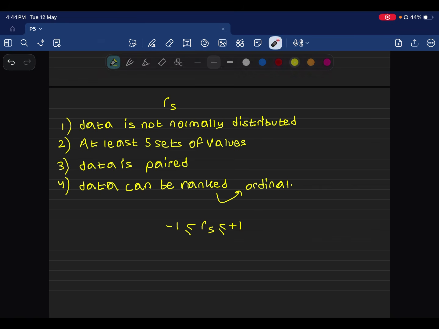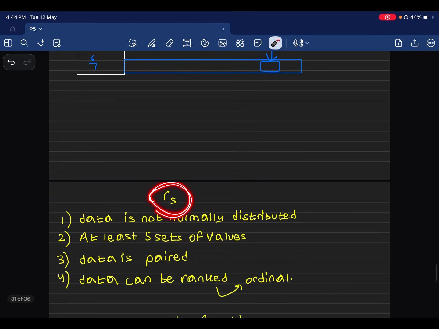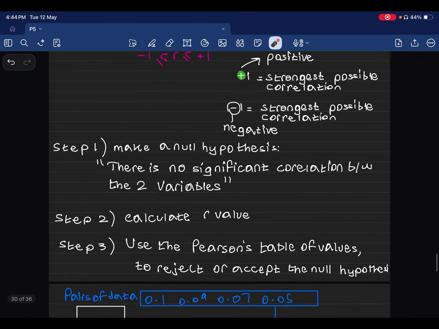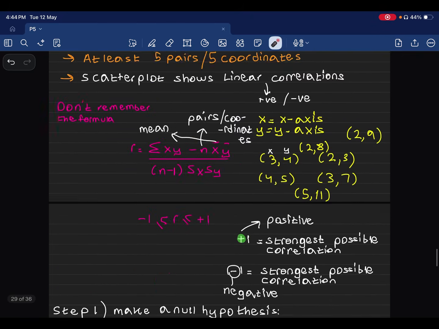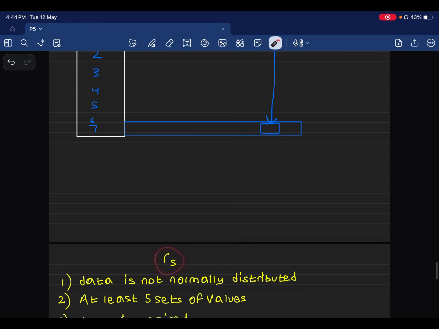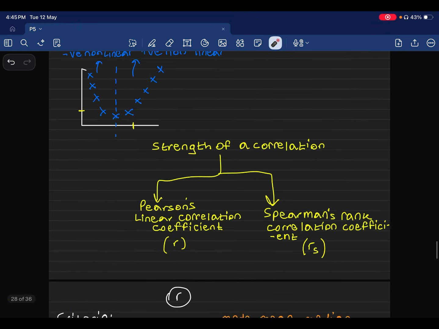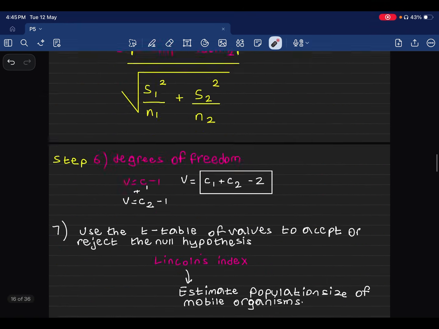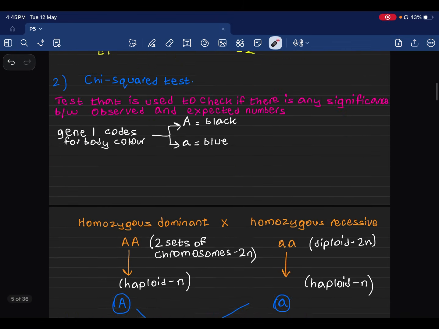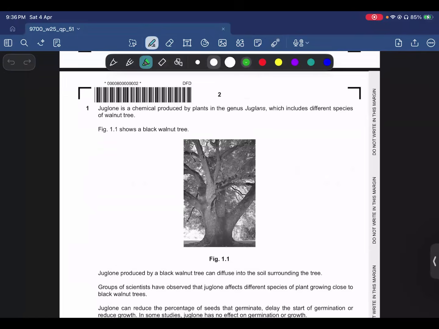Same thing as Pearson's. +1 means strong positive correlation. -1 means strong negative correlation. Now, it's not necessary that the correlation needs to be linear. It can be non-linear as well. It doesn't matter. Even if it's linear, why would you go for Spearman in the first place? If it's linear, then you go for Pearson's, right? If it's non-linear, then you go for Spearman's. So that's basically all you need to know about Pearson's and Spearman's rank correlation coefficient. Through today. Okay.